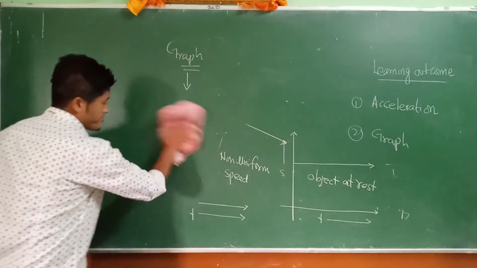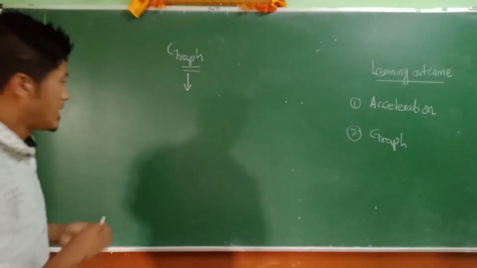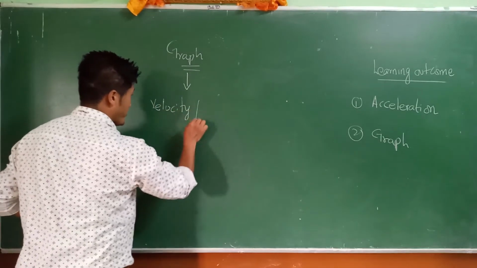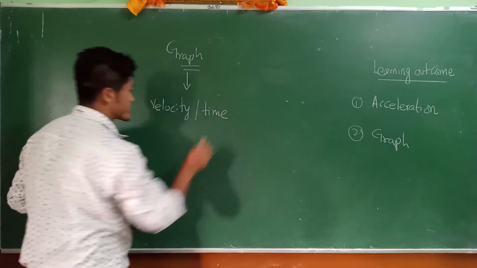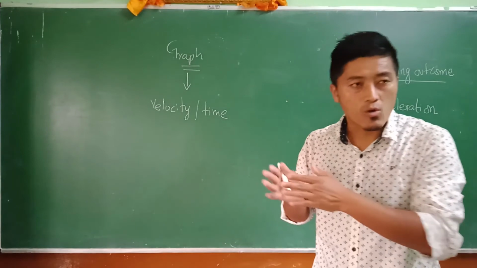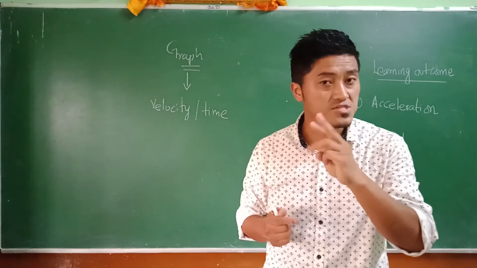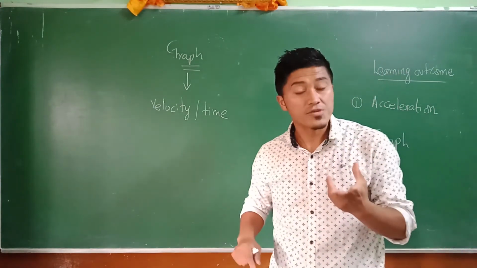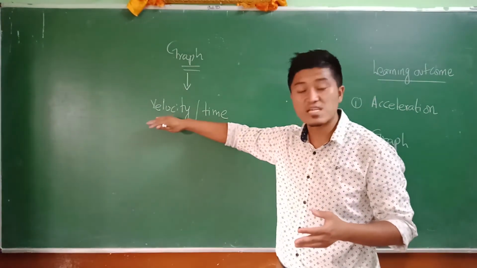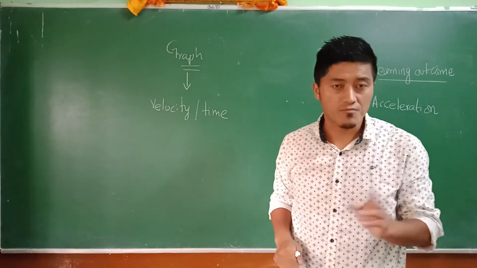The second part of the graph, that is the velocity-time graph. In the case of speed, we discuss distance and time. In the case of velocity, we talked about displacement versus time. Now in the case of acceleration, we talk about the change in the velocity with time. So over here there are two physical quantities, velocity and time. So naturally we will be talking about acceleration in this case.